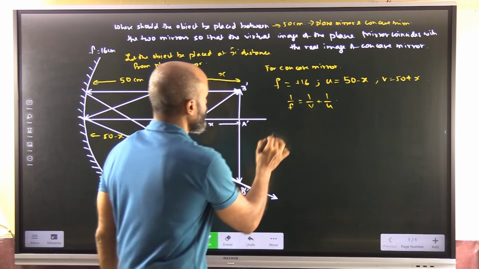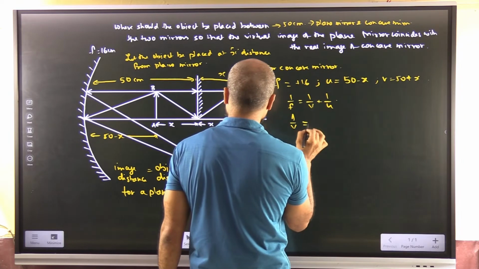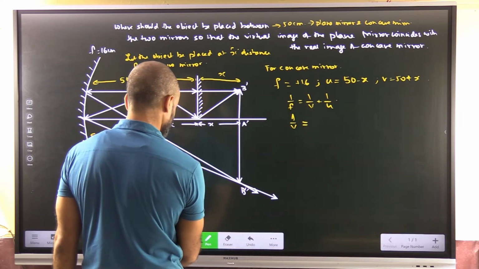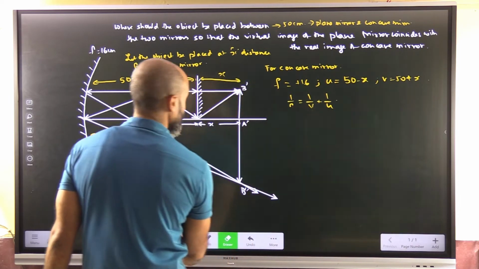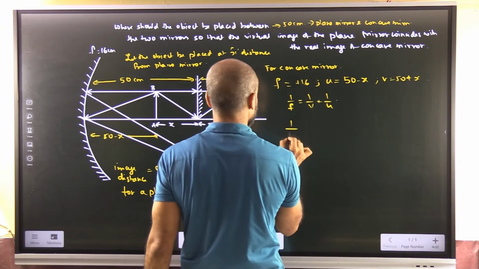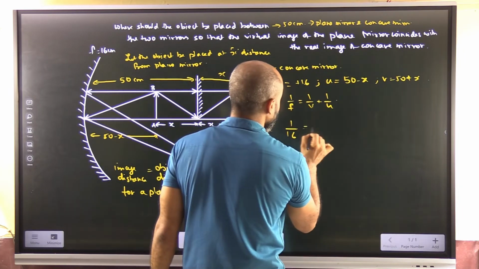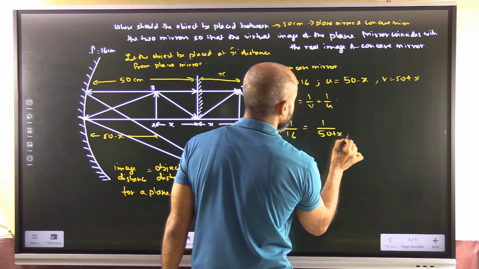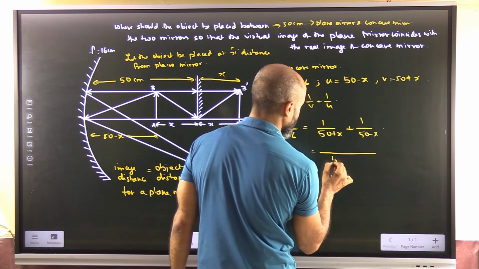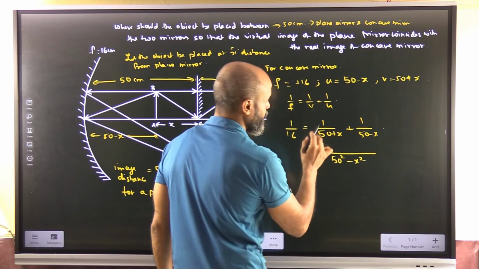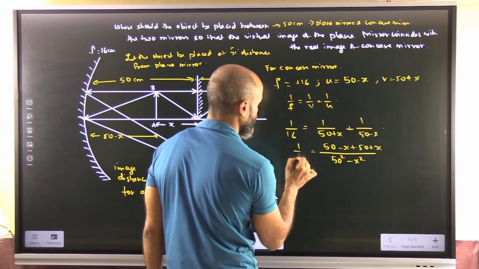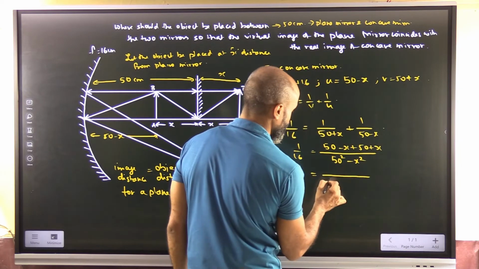In case of a spherical mirror, we have to find out 1 by f, that is 1 by 16, all of this will be positive, is equal to 1 by 50 plus x plus 1 by 50 minus x. So that's going to be how much? 50 square minus x square, and this will be 50 minus x plus 50 plus x is equal to 1 by 16.